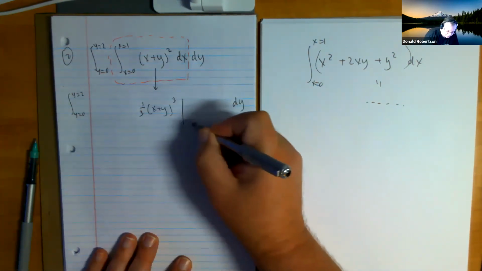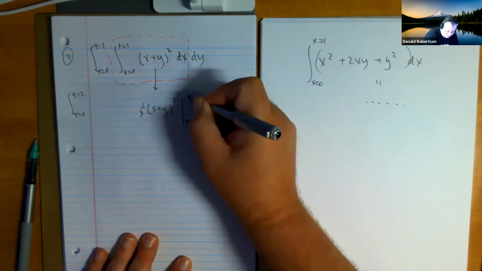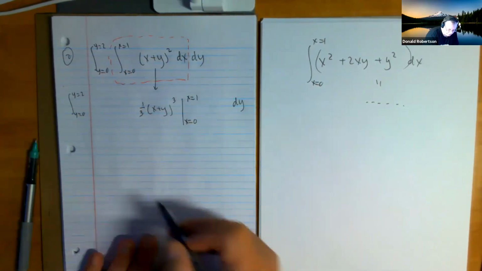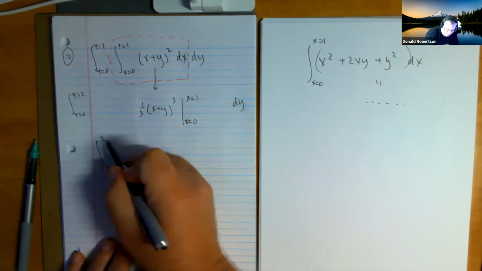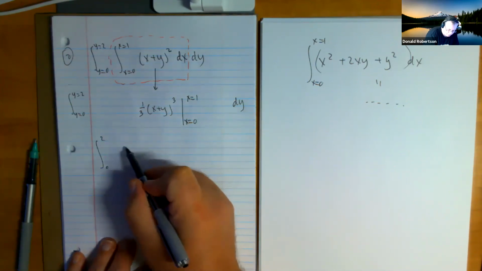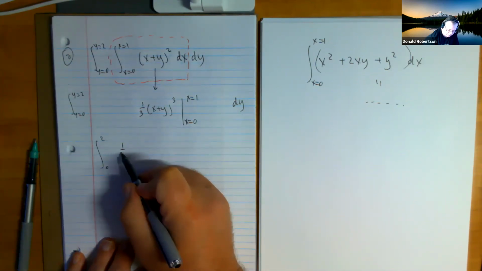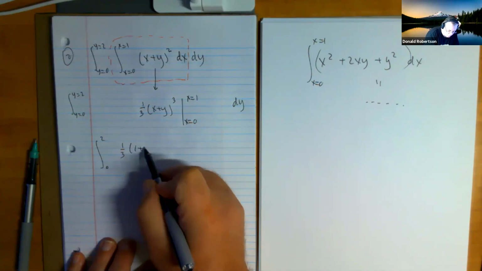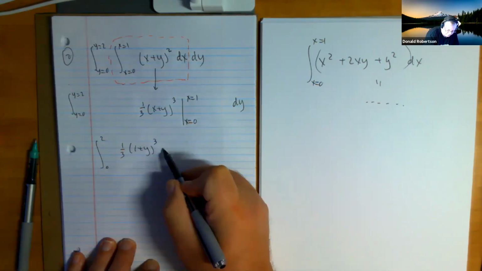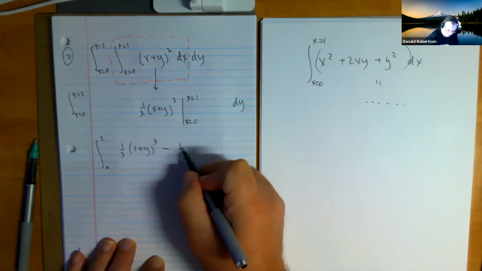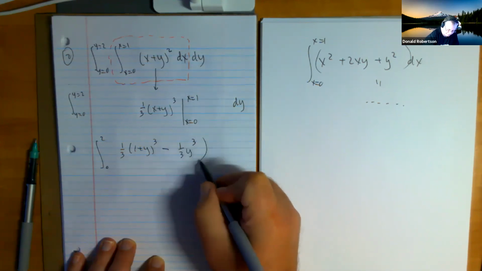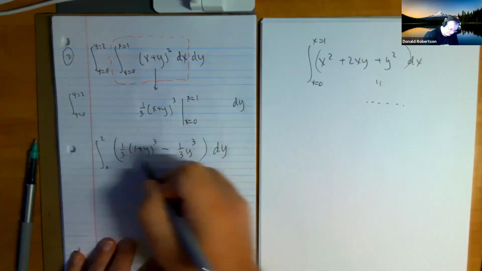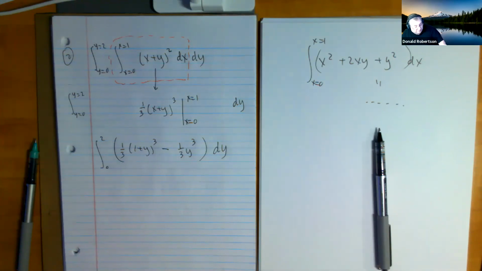But in this case, you're going to plug in x equals 0 to x equals 1. So it's going to be the integral from 0 to 2 of, well, when you plug in 1, you get 1/3 1 plus y cubed. And when you plug in 0, you get negative 1/3 y cubed dy. And now we have this guy to deal with.